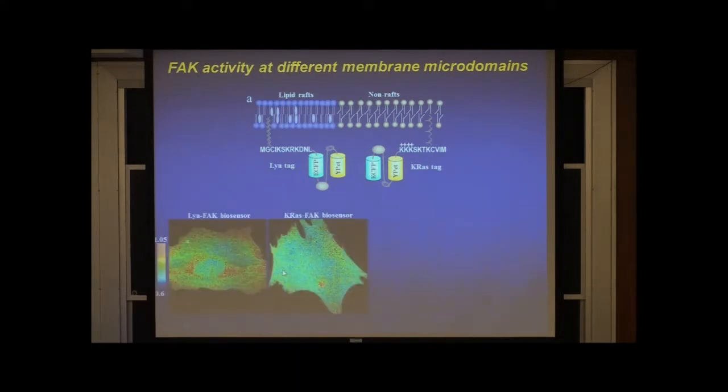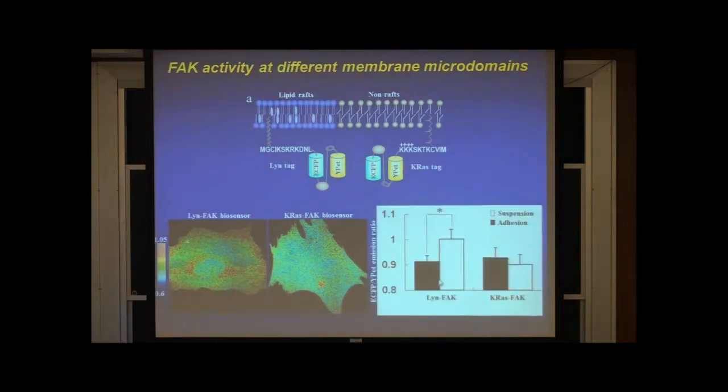As you can see, in these two cells, the left is measuring the FAK activity inside the lipid rafts. On the right is measuring the FAK activity outside the rafts. You can already see during adhesion, FAK activity can be turned on in the lipid rafts, but outside the rafts, there's nothing. Suggesting during the adhesion assay, FAK activity can be activated only inside the rafts, okay?